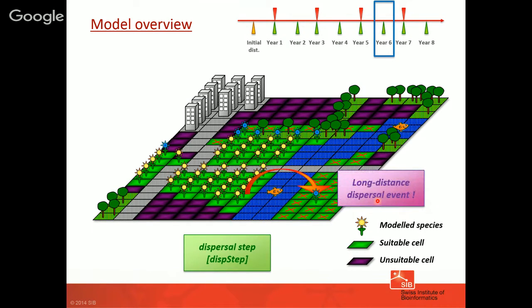And sometimes what can happen, if you choose to implement it, is that you can have what we call a long distance dispersal event. So that would be a random event that is rare, but that sometimes happens, where the species will disperse over a larger distance than usual. So for instance here, you have one propagule that crossed somehow the river. Maybe it was carried by a strong wind, or maybe by an animal over the bridge here. And somehow it randomly landed on that cell here.